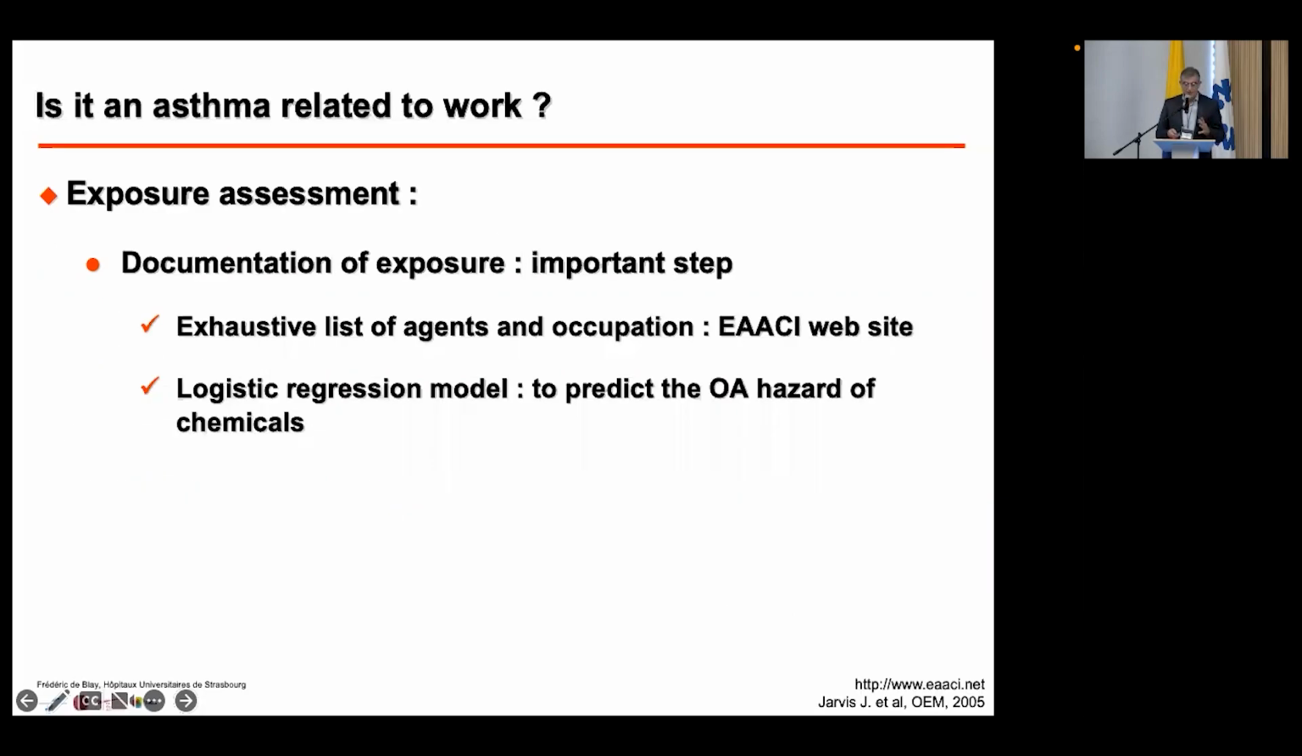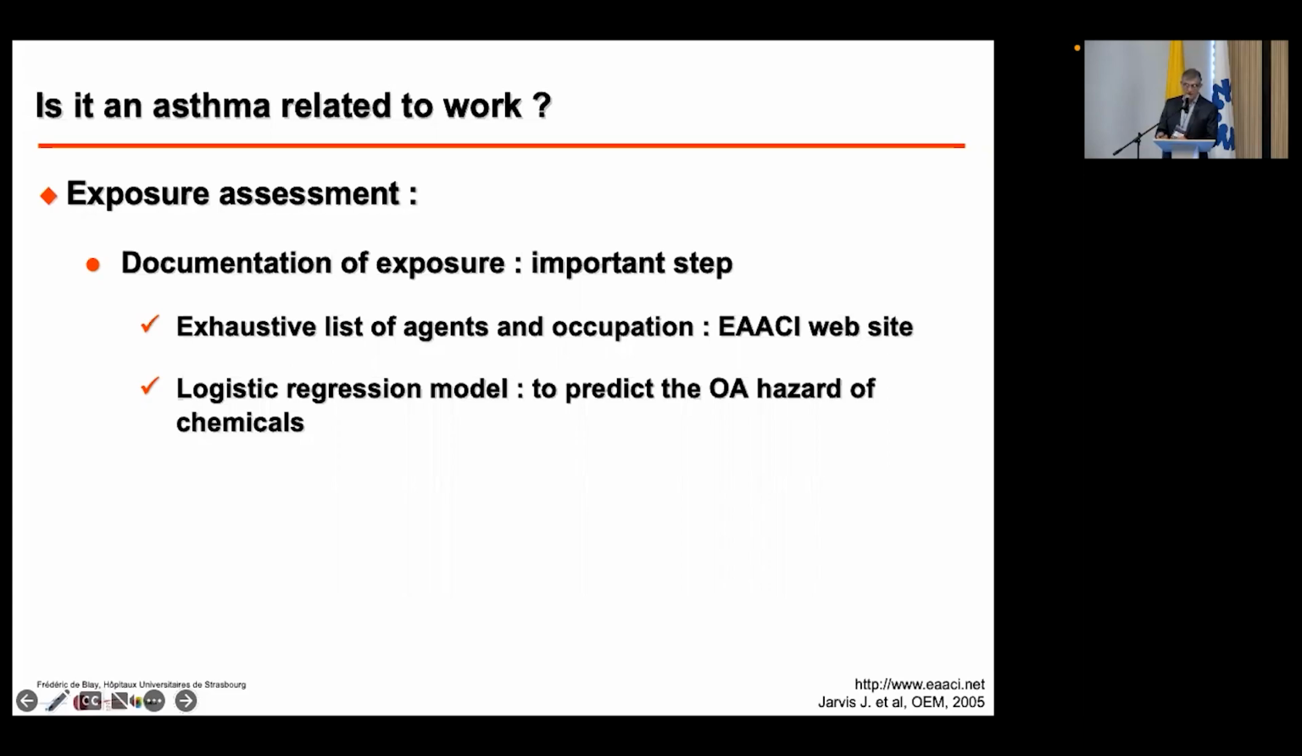Now, is it related to work? This is important: the occupational doctor is very important. You have to document it. For example, if it is a pulmonologist or allergist, first the patient has to be in connection with the occupational doctor, and the occupational doctor can say, okay, he's exposed to these different products.